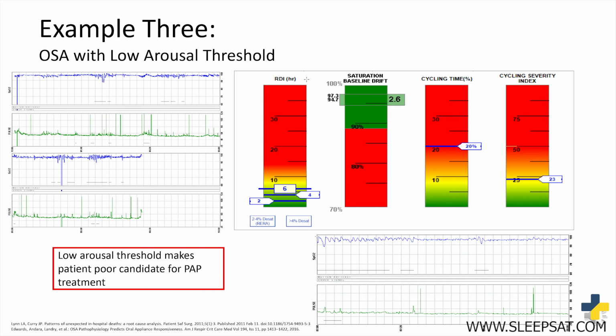Our final example with a high cycling time at 20% and a low cycling severity at 23 is paired with an RDI of 6. As stated in a previous case, a study examining OSA pathophysiology and the response to PAP treatment found that patients with mild anatomic compromise and a lower loop gain respond poorly to PAP treatment.